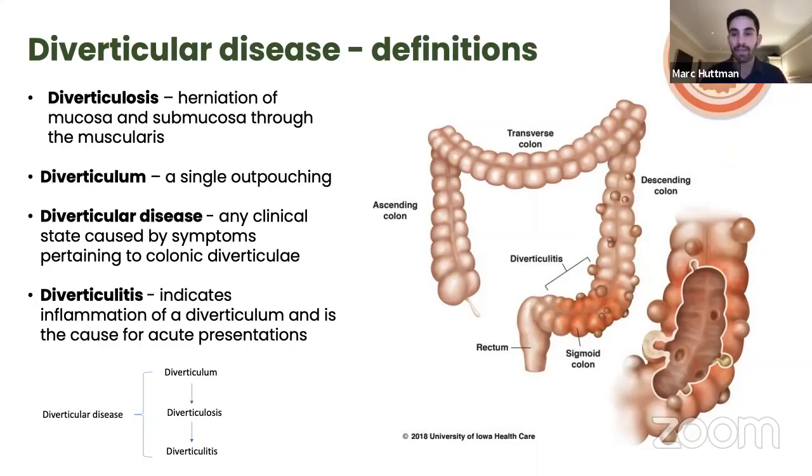Diverticular disease is an umbrella term which refers to any clinical state caused by symptoms pertaining to colonic diverticula. So whether you have inflammation of the diverticula, whether you have just diverticula there in the background, it's all encompassed within diverticular disease. If you have complications of diverticulitis, which we'll go through in a bit, like abscess formation or perforation, it's still all comprised within diverticular disease, which is the main umbrella term.